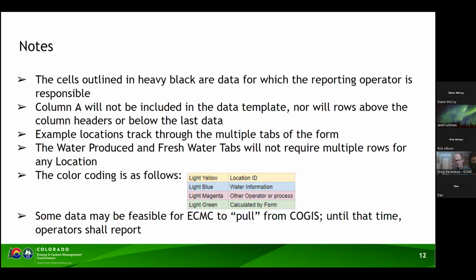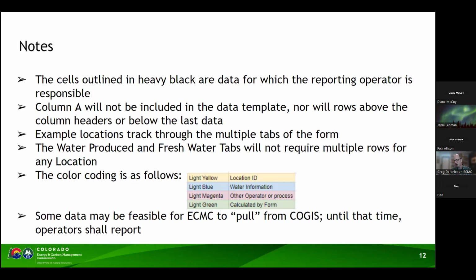One of the issues that we may have in trying to do a data pull is the timing. So, for example, if this quarterly reporting by location is due at the same time as the last monthly reporting by location or by well for that quarter, ECMC won't have the data in its system yet in order to pull to complete the data requirement for the quarterly reporting. So that's one of the things that we're trying to work out. But at this point, our need is to implement the statute. So that's where we're at right now.